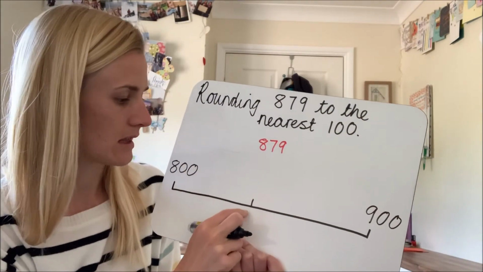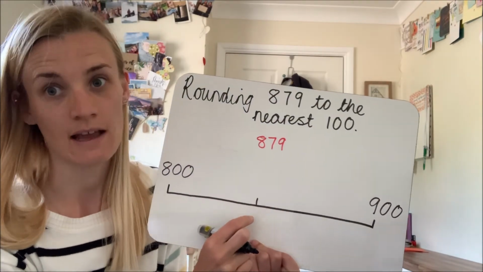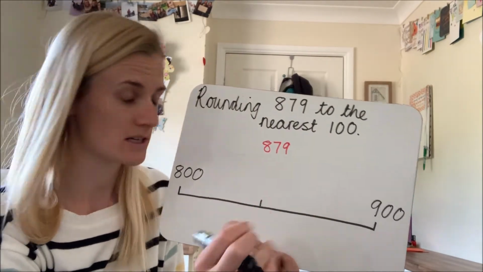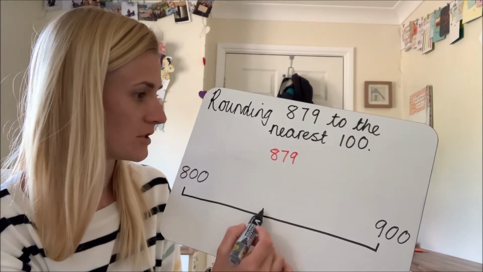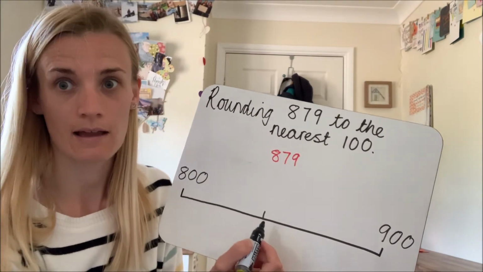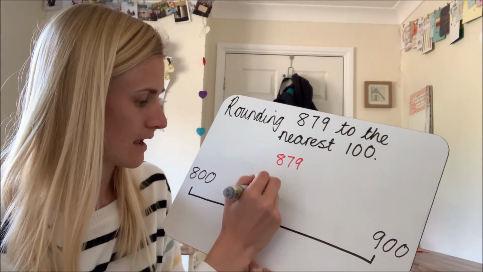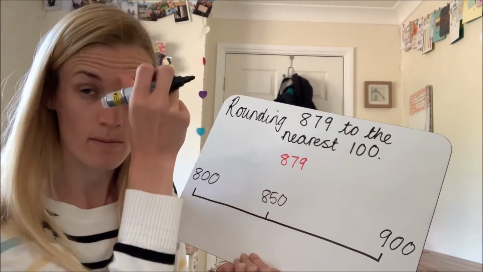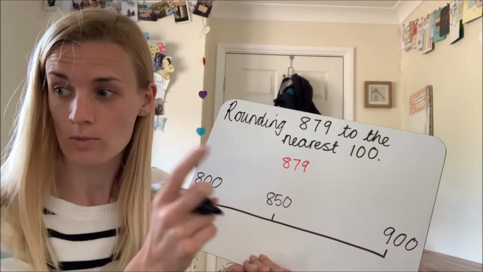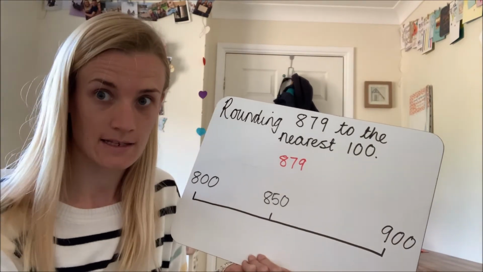Now, this part in the middle, it doesn't matter if it's not exactly in the middle, but we can sort of imagine it is. This part in the middle is showing the number which is smack bang in the middle of 800 and 900. Okay, now that's 850. Now, remember what the rhyme is. 5 or more, let it soar. 4 or less, let it rest.